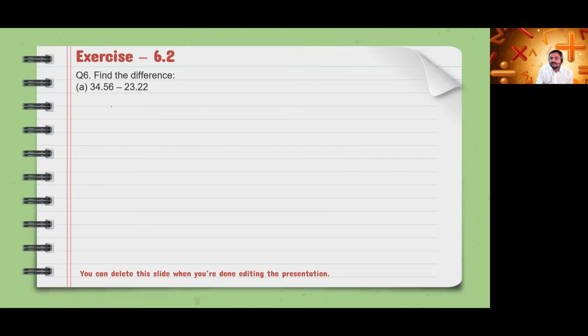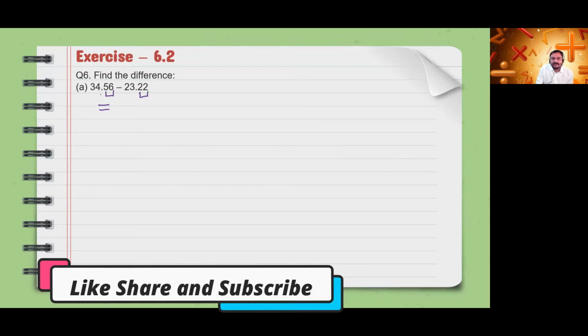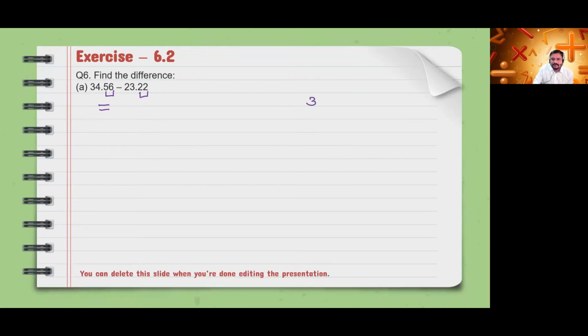Now here we have to find the difference. We will first check whether these are like decimals. Yes, these are like decimals because after the decimal point there are 2 digits. So we will directly perform the operation. 34.56 minus 23.22. So 6 minus 2 is equal to 4. 5 minus 2 is equal to 3. This decimal will come as it is. 4 minus 3 is equal to 1. And 3 minus 2 is equal to 1. So the answer is 11.34.